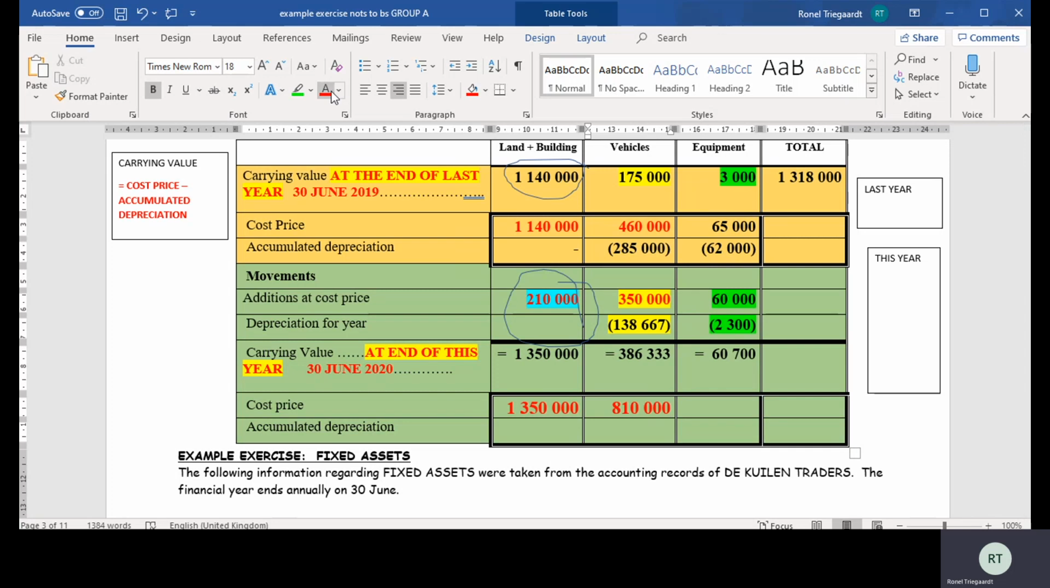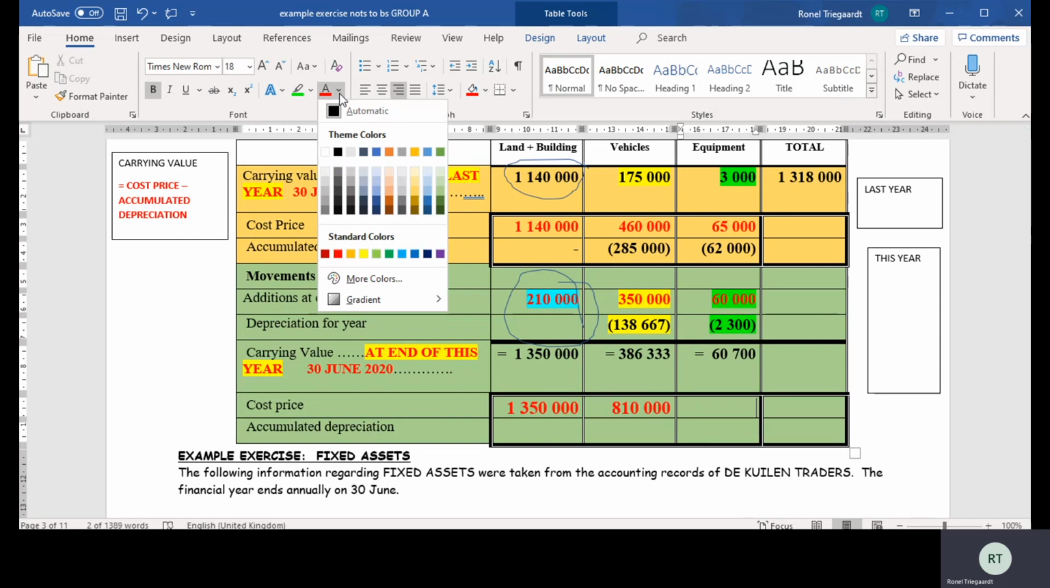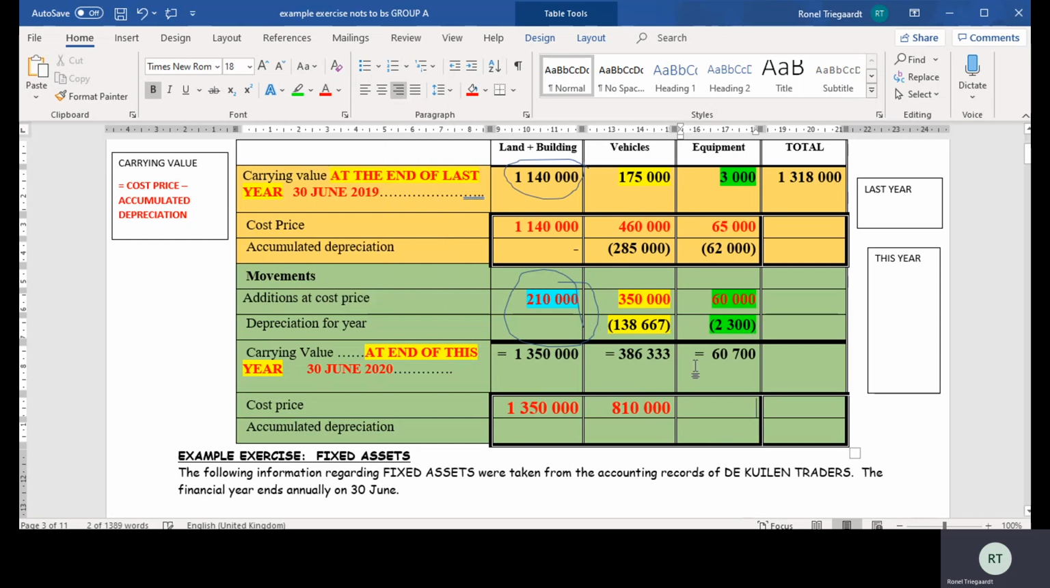Equipment, the same story. The cost price of my old equipment plus the cost price of the new equipment is going to give me the cost price at the end of the year. Make this also red. So 65 and 60 gives me 125,000. Are you okay with that? Are you fine? I'm just adding the cost price. Are you all right with that?